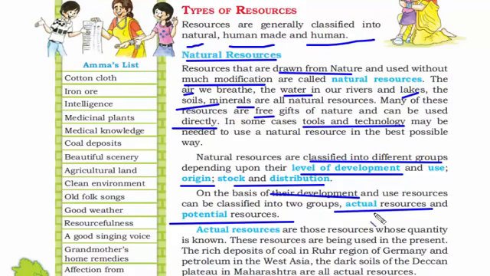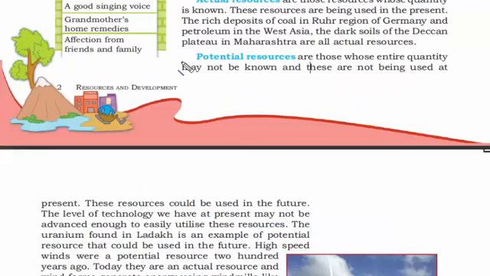So by the name you can figure out, by actual resources it means how much we have, how much of it is available, and potential means how much it can create, or what is the maximum it can produce. Actual resources are resources whose quantity is known. So some of the examples are coal, petroleum, dark soil. So these are something that we know and we can figure out.